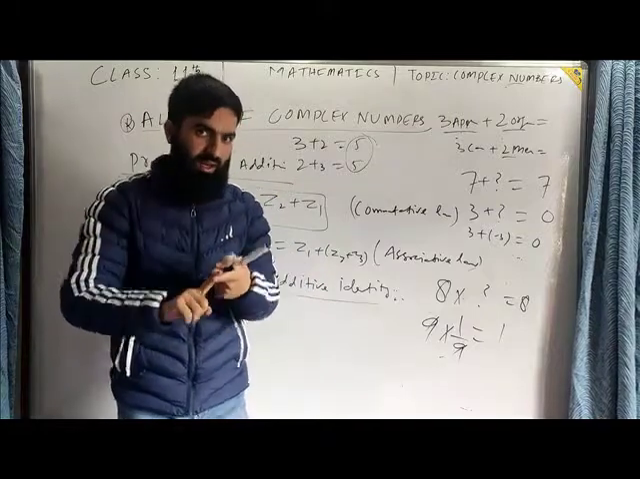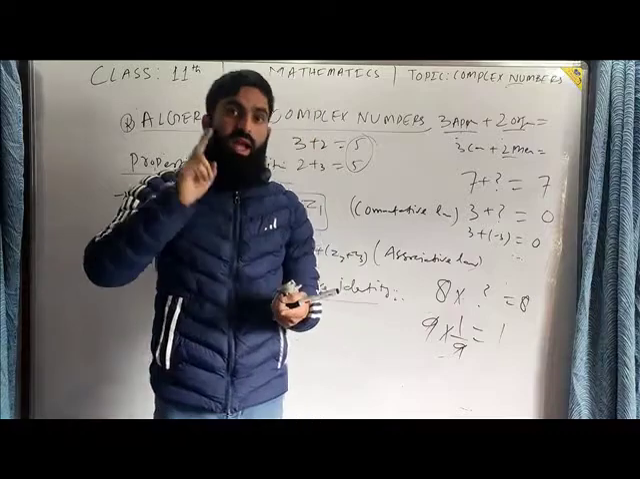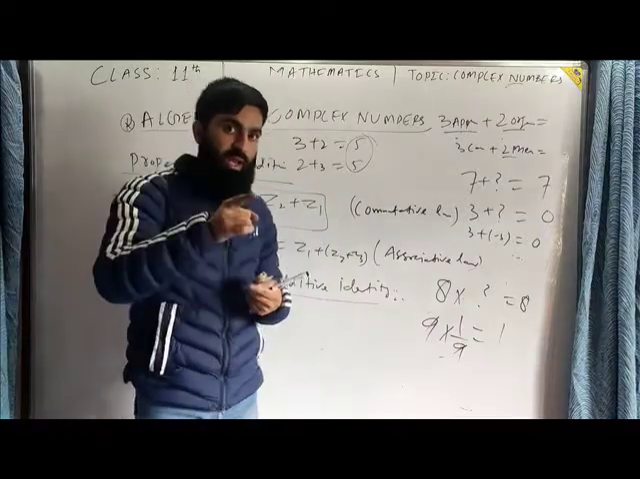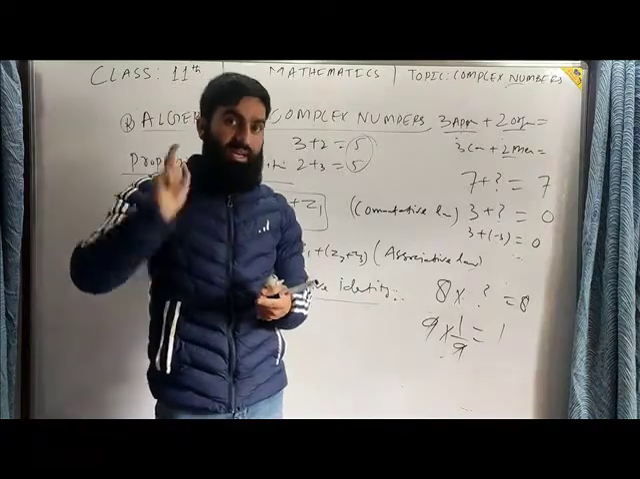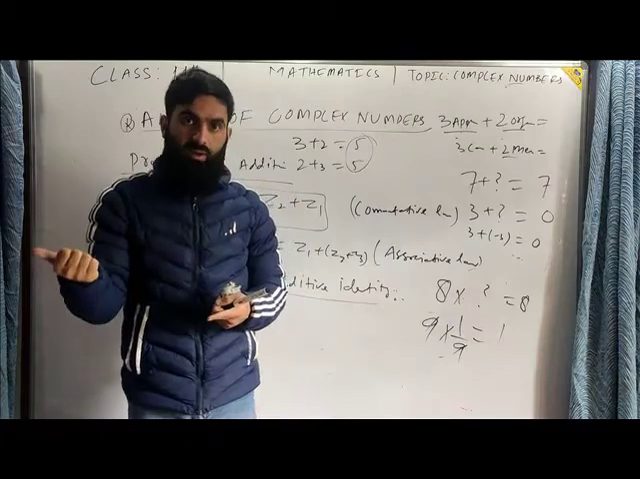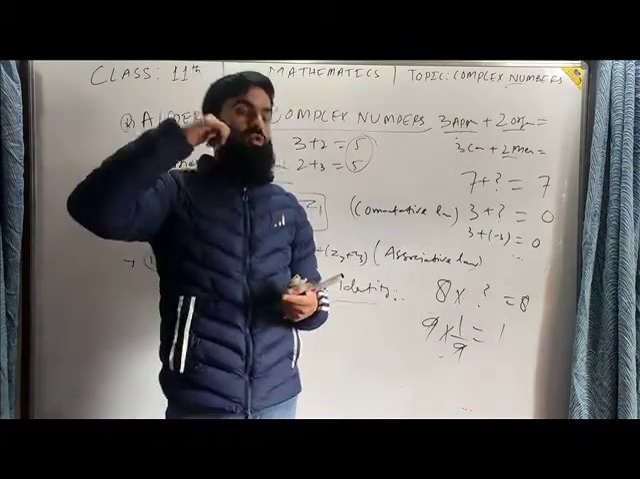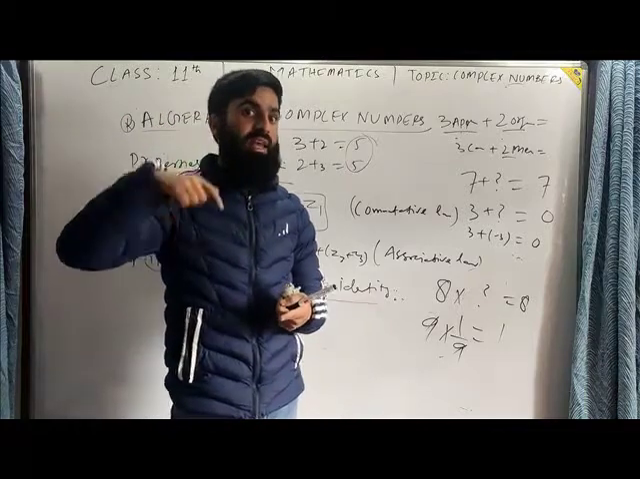Additive identity is that kind of number which is added to a particular number in order to get the same result back. Additive inverse is that kind of number which is added to a number in order to neutralize it, in order to get the result as 0. Multiplicative identity is that kind of number which is multiplied by a number in order to get the same result back. Multiplicative inverse is that kind of number which is multiplied by a number in order to get the result as 1.